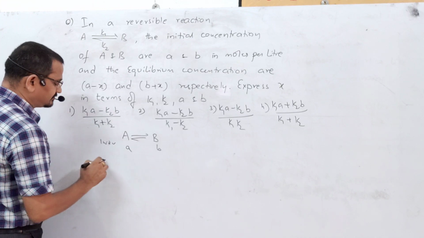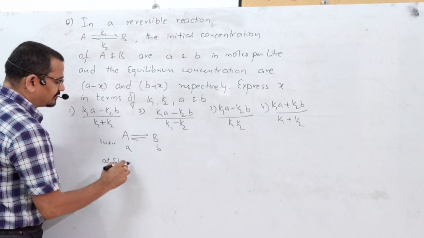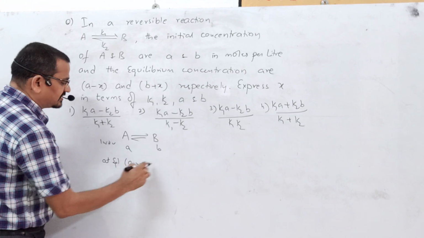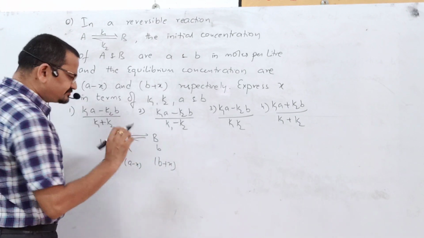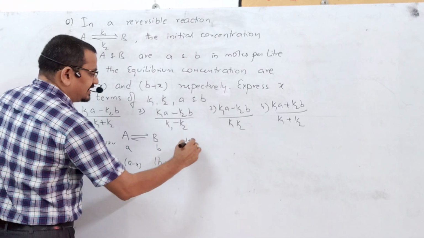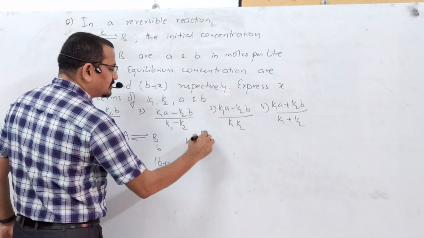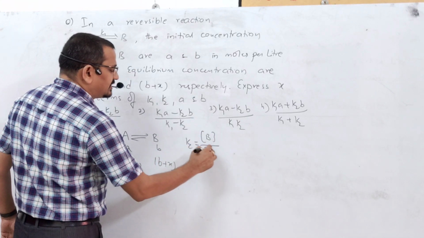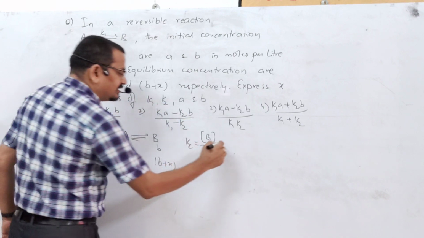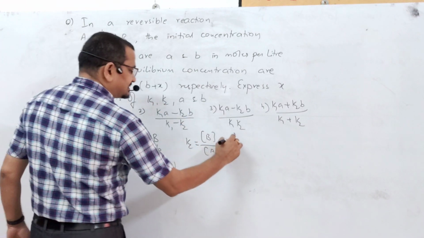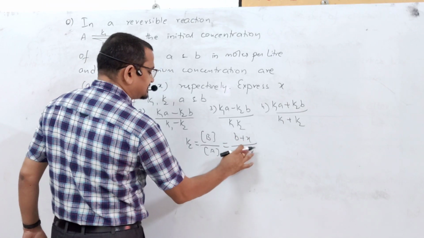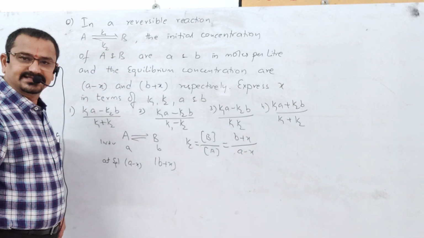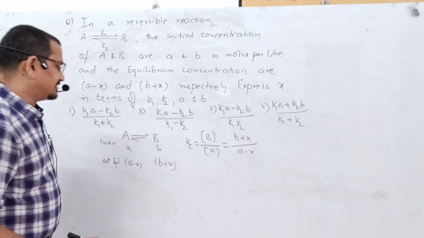And at equilibrium, A minus x is left here, B plus x is formed here in moles per liter. Now, for this, Kc can be expressed as equilibrium concentration of B over equilibrium concentration of A. That is, B plus x by A minus x. Right? Now let us see.